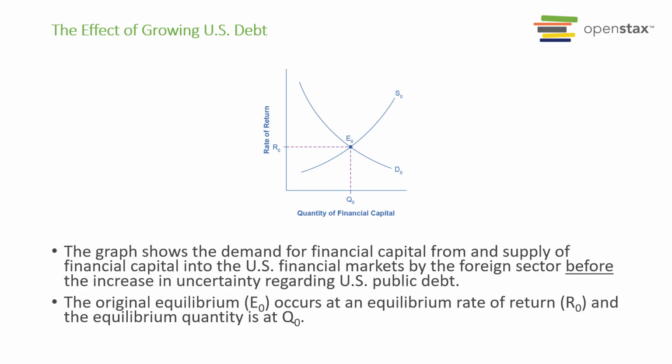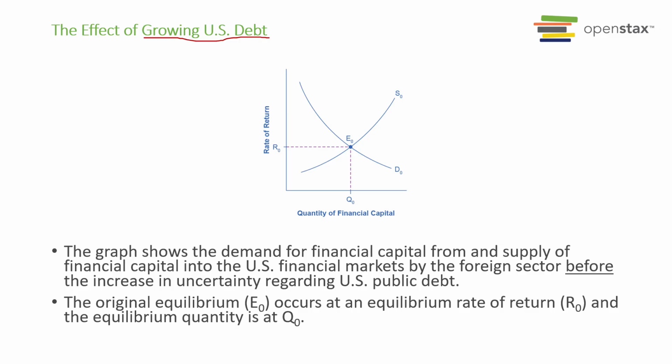Okay, so here is an example of what would happen to the interest rate, or the rate of return, and the quantity of financial capital if there's an increase in the growing of U.S. debt. The growing of U.S. debt means that the debt of the country is increasing. What usually happens is when someone borrows a lot of money, they have a harder time borrowing from other places, because those places are going to realize they've borrowed a lot and might not get paid back.